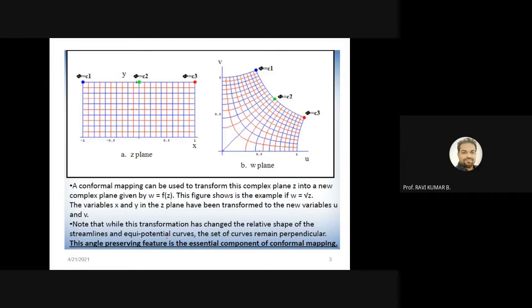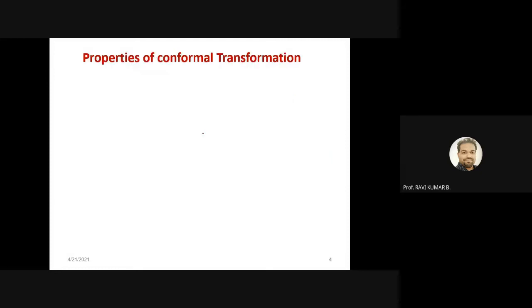So that's the specialty of this transformation. Angle preserving feature is the essential component of conformal transformation. Even if you want to calculate the lift here, the magnitude that you'll be getting is the same magnitude you're getting here as well, but this is in another coordinate system. The same flow pattern is getting transformed with the help of a transformation function, that is zeta is equal to function of z. So what are the properties of transformation?